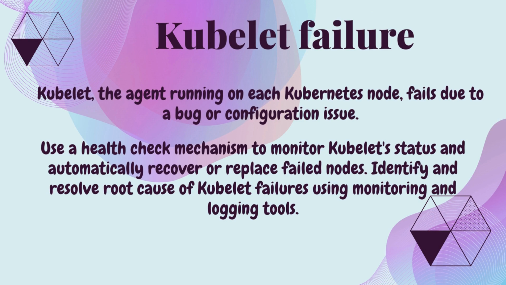So what do you have to do to overcome it? You have to place a health check mechanism to monitor the kubelet status and automatically recover and replace the failed nodes. There should be proper monitoring and proper API calls, and you should identify and resolve the root cause of kubelet failure using monitoring and logging tools. This is very common. You have to place automation so that whenever the server gets rebooted, it comes up automatically. If kubelet is down, it has to come up automatically. You have to have these kinds of watchdog mechanisms in place on your server.